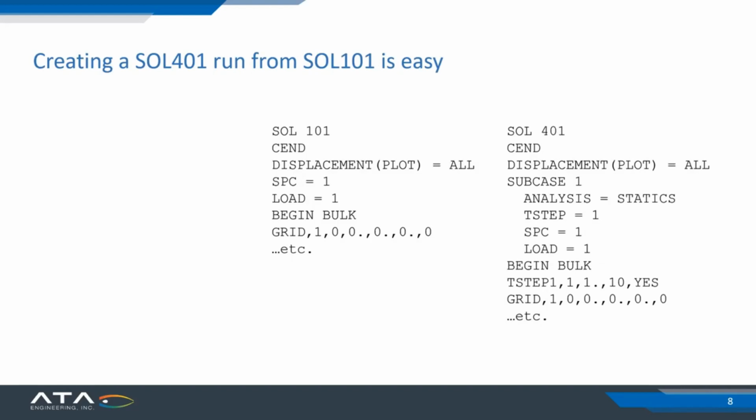So now we get into: I have a linear solution and I want to do a nonlinear solution. How do I go about that? This is the intro to the demo that we'll do in a bit. But in terms of the Nastran language, it's actually pretty simple to convert a solution deck from a linear solution to a nonlinear solution. The first thing, obviously, you're going to change the solution statement from a 1 to a 4. This is showing a 401, for example, but the 402 is very similar.